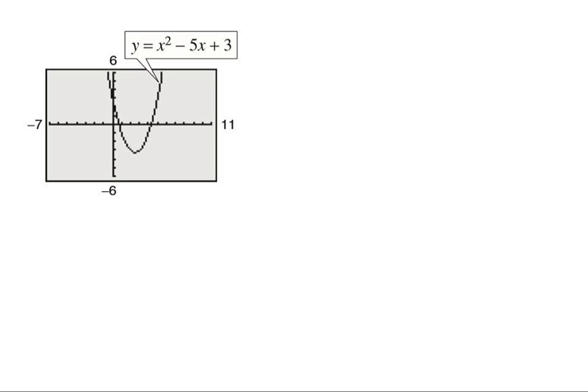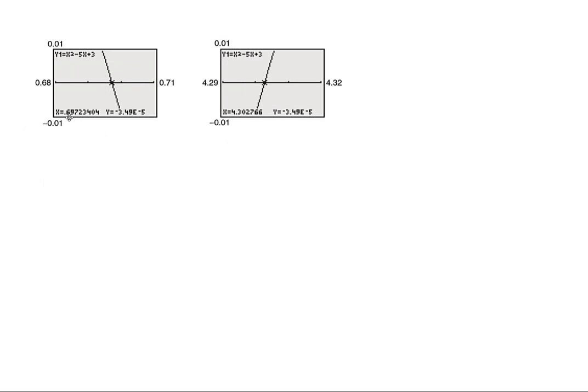Okay, so it turns out the answers are going to be, so the x values, x is going to equal 0.697, and over here x is going to equal 4.3027. Okay, so those would be the values where the parabola crosses the x-axis.